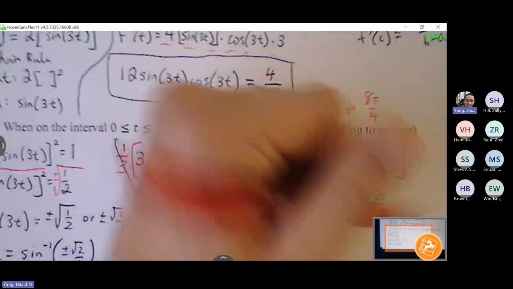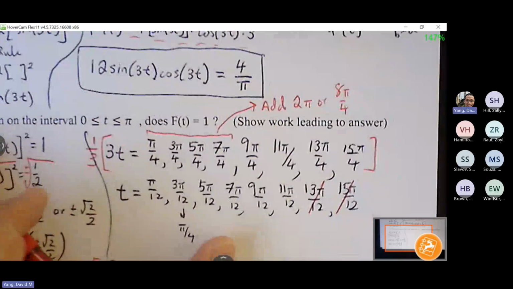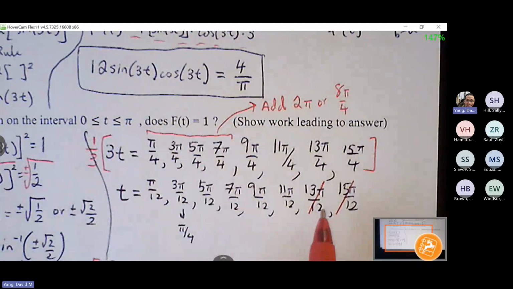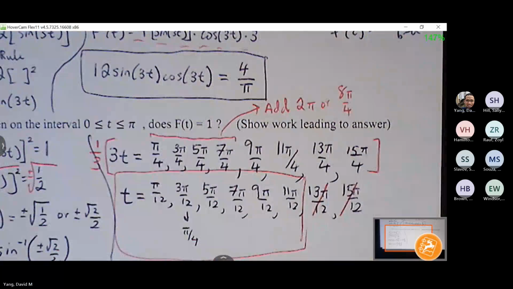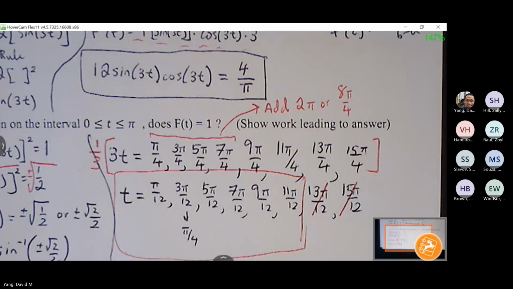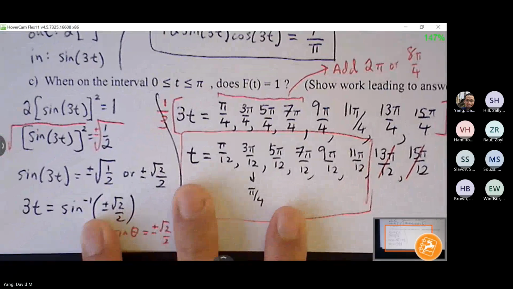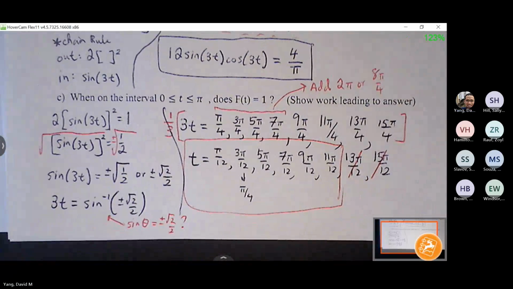All right, so these are out. Right, we only want to keep what's up to pi. 13 pi over 12 is more than pi. 11 pi over 12 is less than pi. So this is all we need. All right, any questions here? Okay, next page.